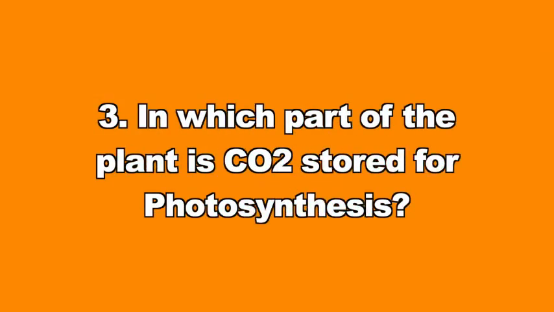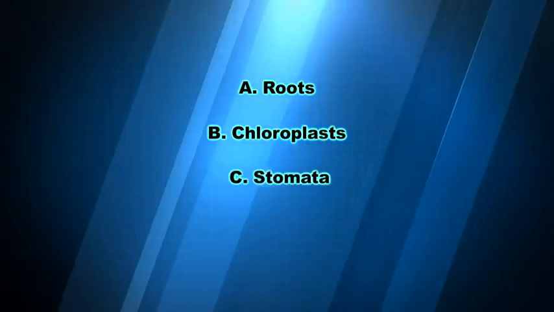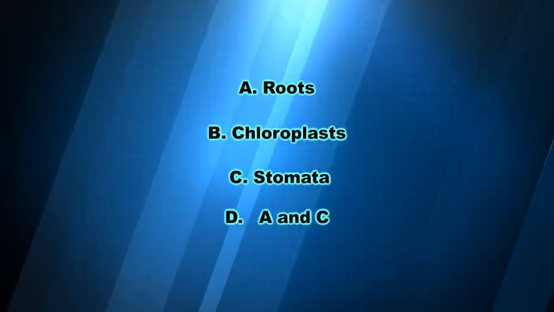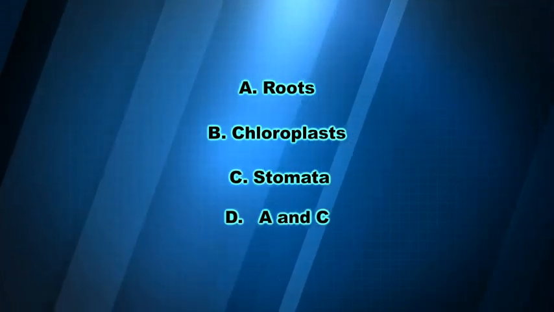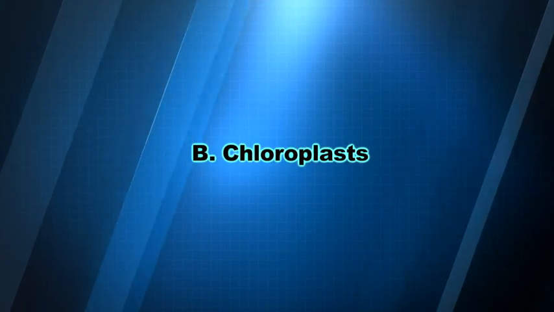Question 3. In which part of the plant is CO2 stored for photosynthesis? A, roots. B, chloroplasts. C, stomata. D, A and C. The correct answer is B. Chloroplasts store CO2 for photosynthesis.